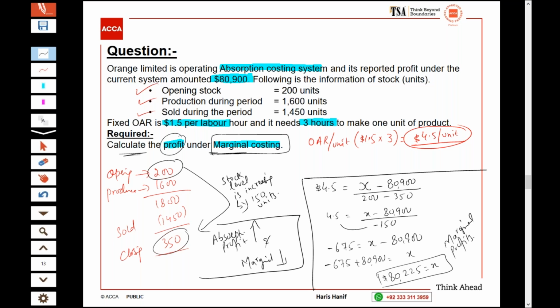Apply this trick in your questions, either in your regular class worksheets or in your official exam kits. I'm damn sure that you people will now be able to solve this profit reconciliation. If marginal costing is given, you can calculate absorption and vice versa. Just waiting for 15 seconds. Capture it.